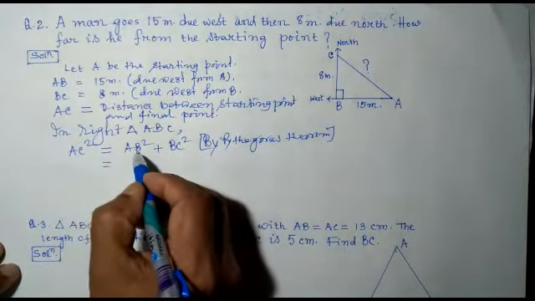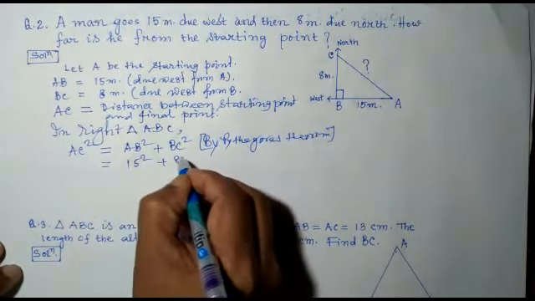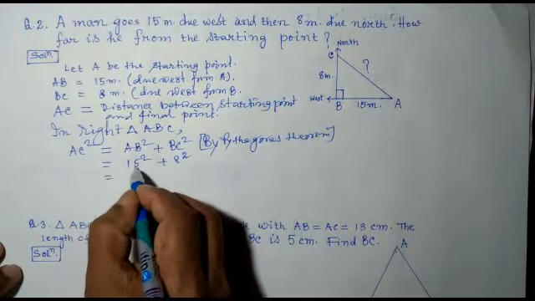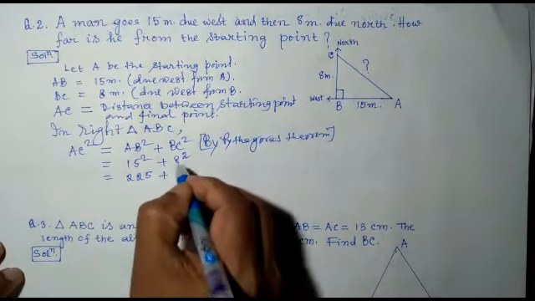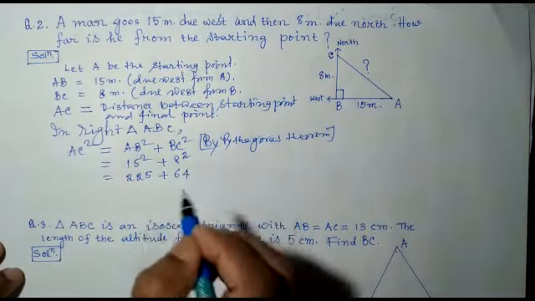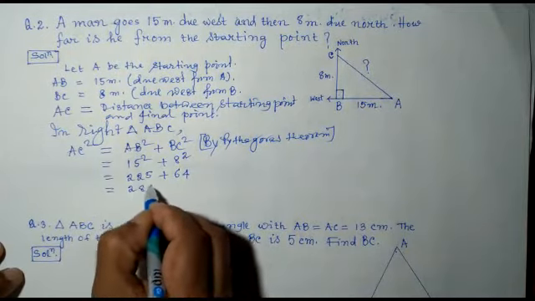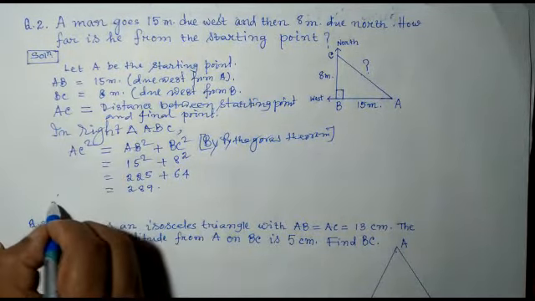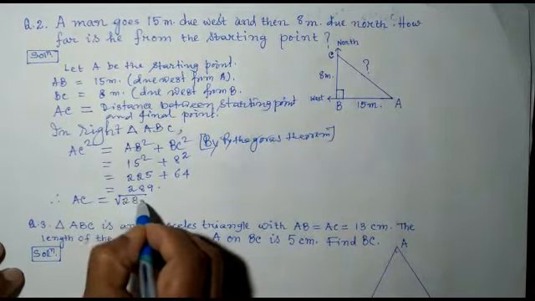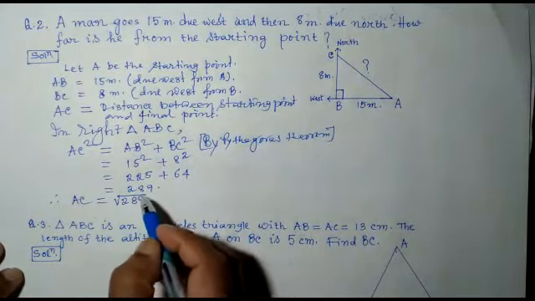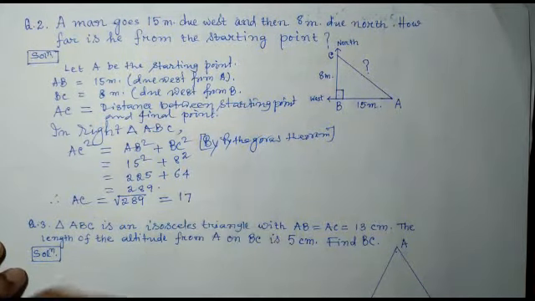So we have the value of AB 15 meter, it is 15 square. We have the value of BC 8, so it is 8 square. Multiplying 15 by 15, we get 225. And multiplying 8 by 8 is 64. So by adding we get 289. We have to find the value of AC. So AC is equal to the square root of 289. And the square root of 289, from memory we can write 17.